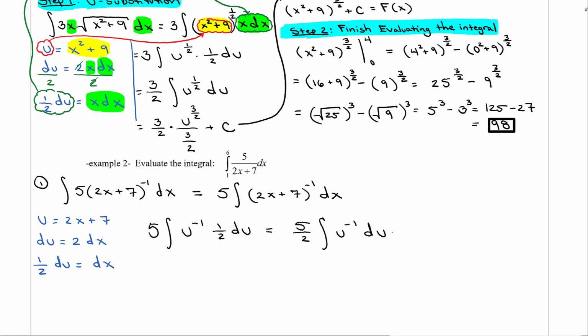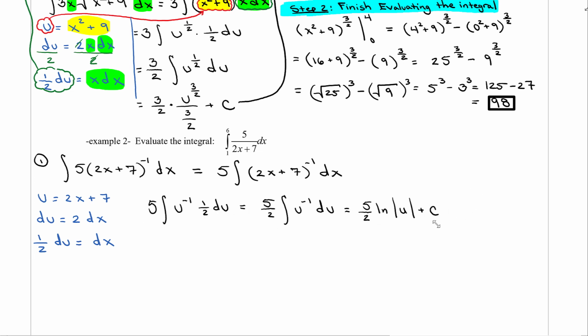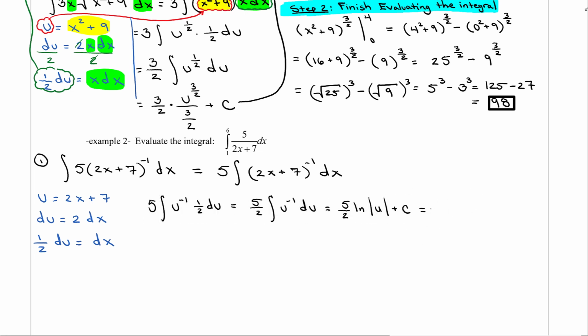Now hopefully you recall what we do when we have the integral of anything raised to the -1 power. This is going to be equal to 5/2 times the natural log of the absolute value of u plus c. Now we can go back and substitute for u what u was equal to. Before I do that, let me lasso in the work that I just did and squish it more towards the left so I have more space here. This is going to be equal to 5/2 times the natural log of the absolute value of 2x plus 7, plus c at the end.